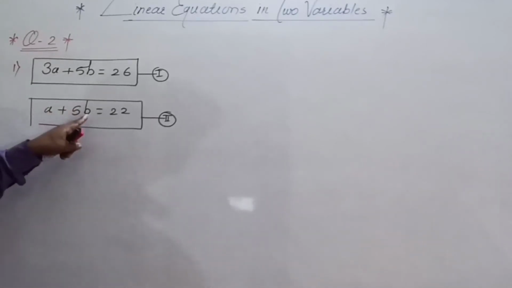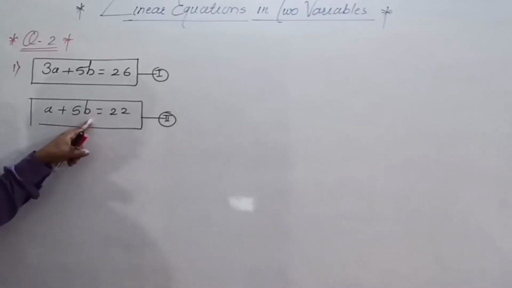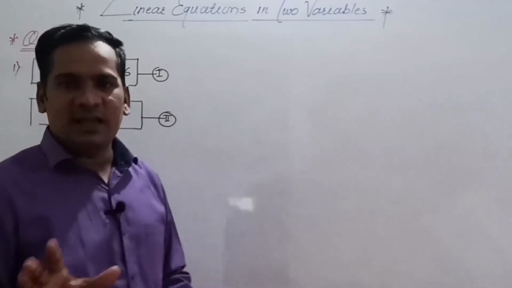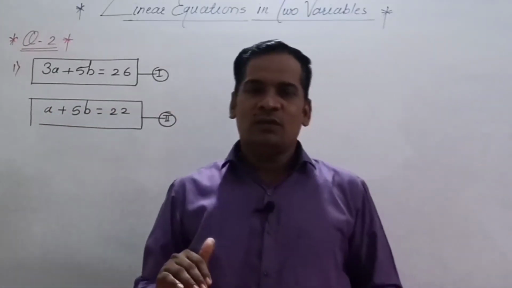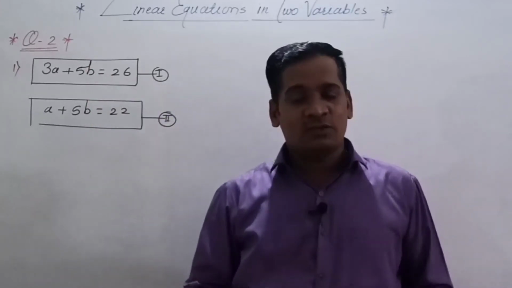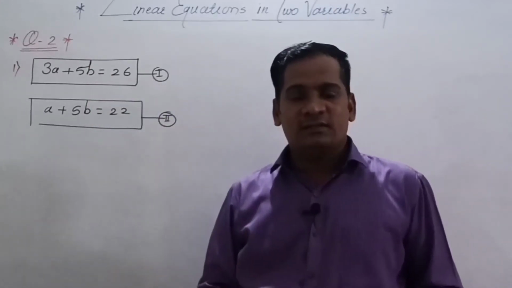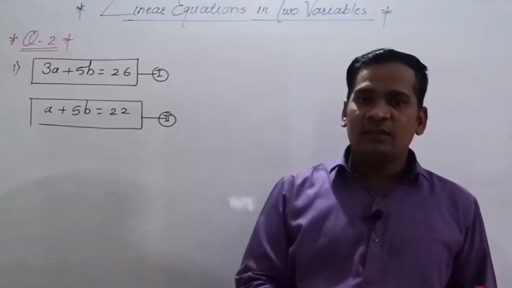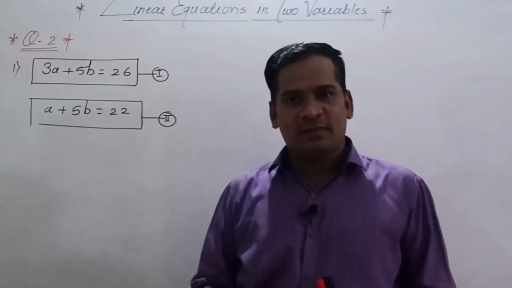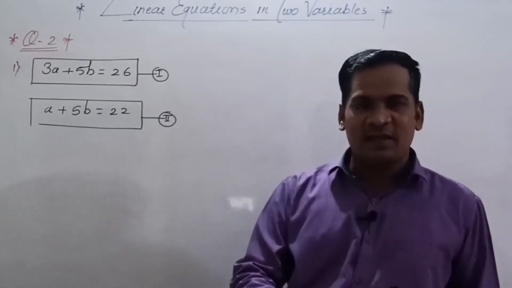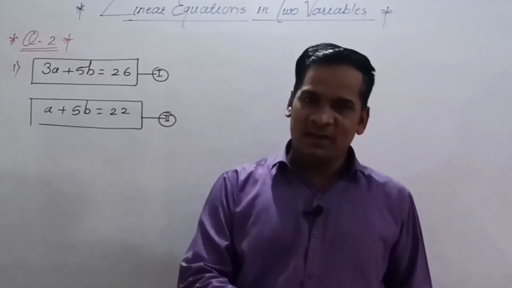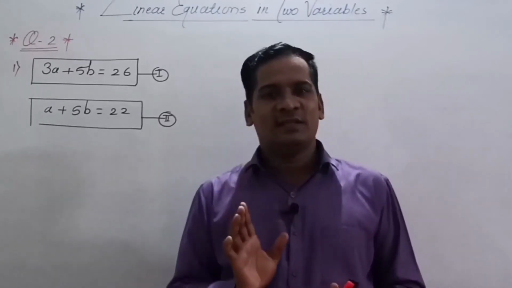But look at the coefficient of the variable b, and that is 5. That means one variable is already equal, so we need not do that again, as the variable is the same. Now, the second thing is to find out the sign of both variables. If the sign is the same, then you have to do subtraction. If the sign is different, then addition will be there.